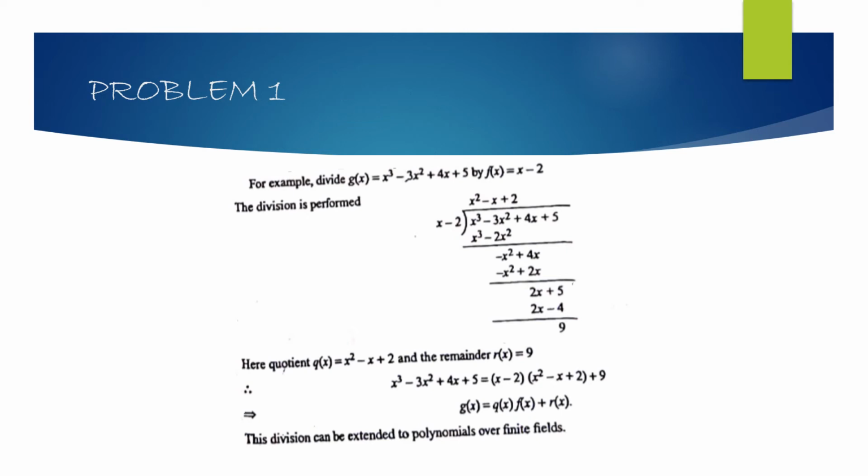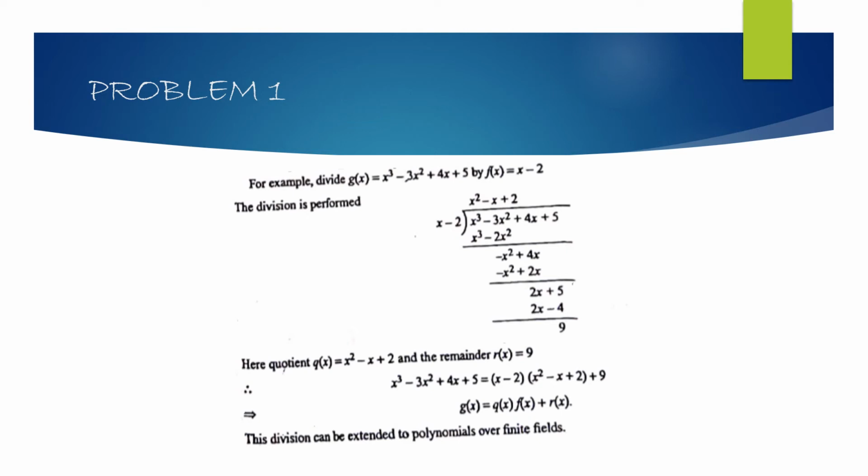Again 2x taken over and divided by x, I'll be getting 2. Put up 2 in that quotient. Take 2, multiply it. It's going to be 2x minus 4. So the answer is, change the sign, I'm getting it as 9. So the remainder is 9. So here the quotient q of x is x square minus x plus 2, and the remainder r of x is equal to 9.